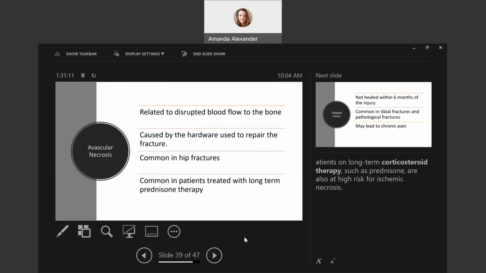And when we have hardware, it is often that this type of necrosis happens in the hips if hardware is involved. Common in patients treated with long-term prednisone therapies also. So when we're talking about medications and avascular necrosis, corticosteroids actually kind of slow the blood flow in bone. So it unfortunately will set the patient up for ischemic necrosis to the bone.